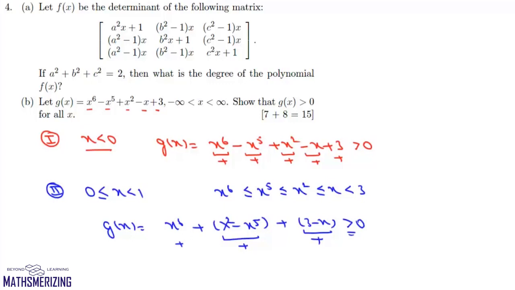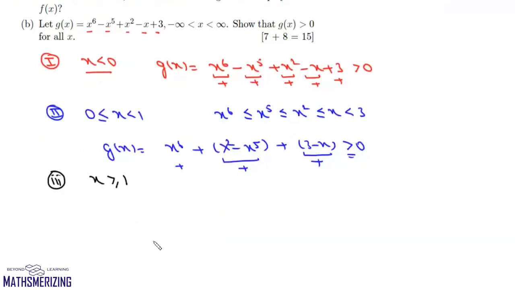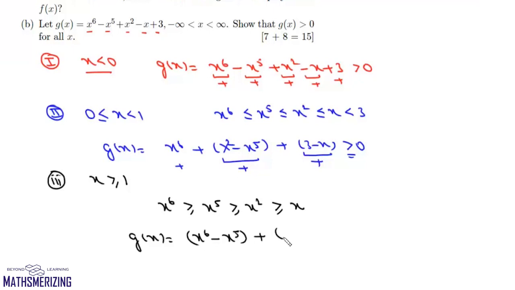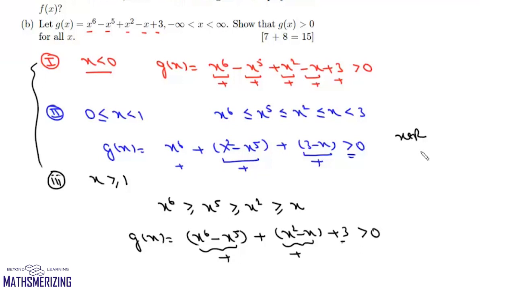So in this case also g(x) is greater than 0. Now we'll come to the third case, when x is greater than or equal to 1. Now when x is greater than or equal to 1, then x^6 will be greater than or equal to x^5, greater than or equal to x^2, and greater than or equal to x. Now we can write this g(x) as x^6 minus x^5 plus x^2 minus x, and then plus 3. Now this is greater than or equal to 0. This is also greater than or equal to 0. Now this is plus 3. So that means in this case also g(x) is greater than 0. That means for all x belonging to R, this g(x) will always be greater than 0.